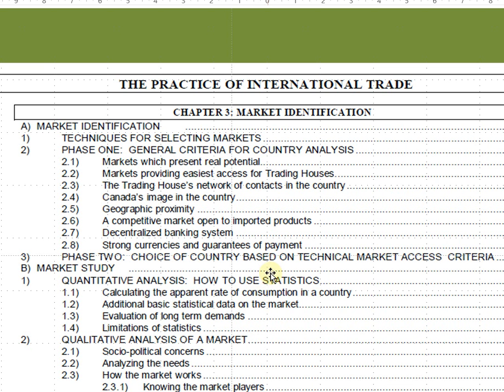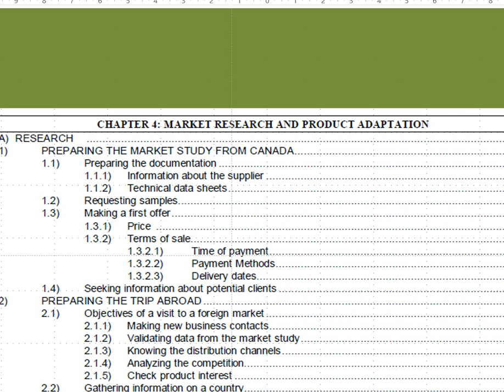Because we have limited time, I will select titles among these. As I told you, the titles considered important for your future and for your practice in the real field. Okay, then let's go to chapter 4. Chapter 4 is market research and product adaptation. This is very important. Why do you think? Can you imagine why I said this chapter 4, dealing with market research and product adaptation, is very important?